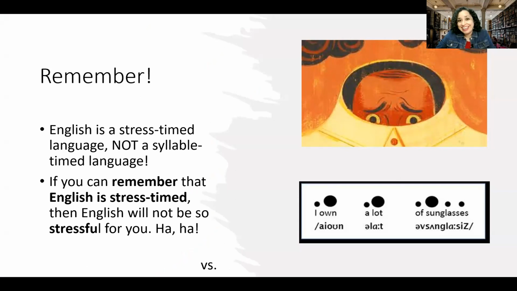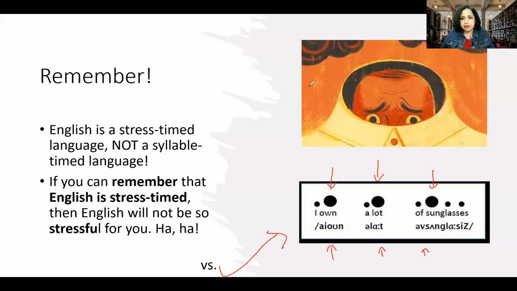But how do we understand that? Here is the example: I own a lot of sunglasses. I own a lot of sunglasses. Was it hard to pronounce? No. Was it fast or slow? No, not even that. It was related to where I am supposed to put the stress, either on a word or a syllable here. I own a lot of sunglasses.